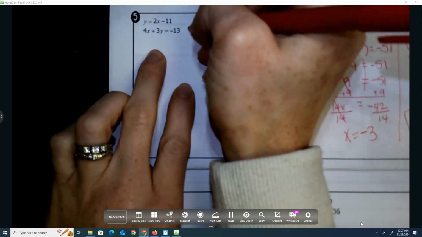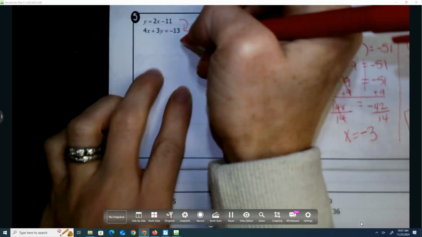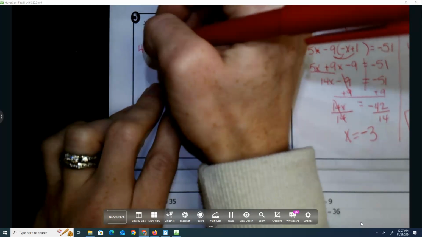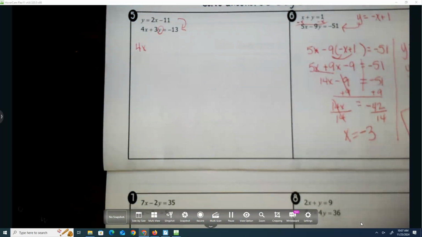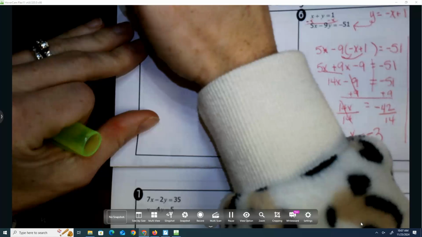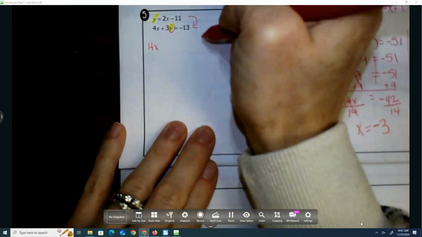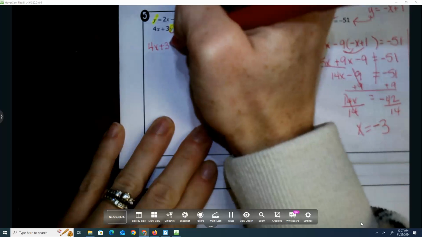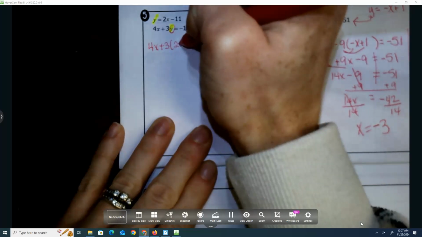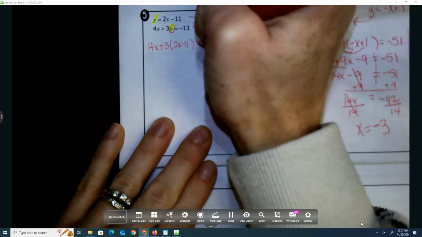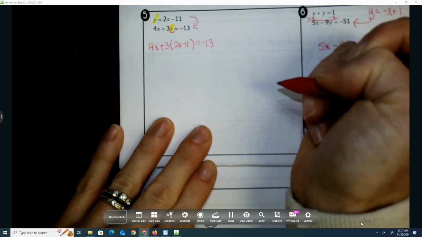We have to substitute this into the second one. It's already y equals, so we can substitute for the y. Okay, you are replacing the y. So I have 4x plus 3 instead of y. I put 2x minus 11 equals negative 13.